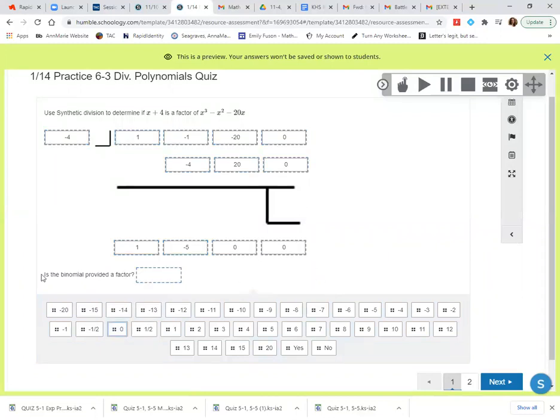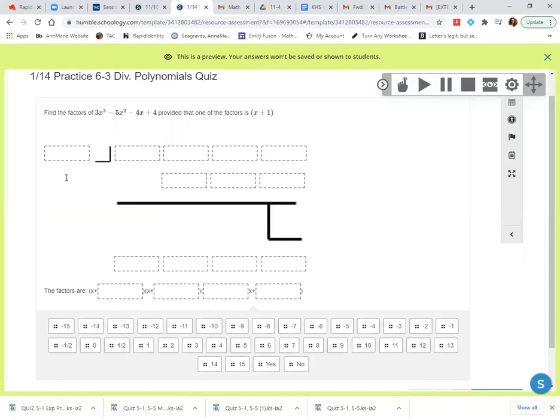And then I'm asking the final question, is the binomial provided a factor? So is x plus 4 a factor of that polynomial? And the answer is yes, because I have a remainder of 0. So that's that question, and then we only have 2 questions here. So let's look at a different one.